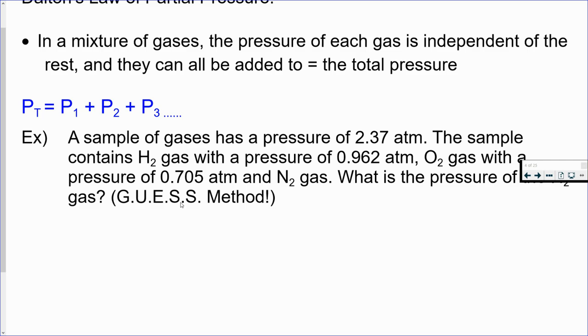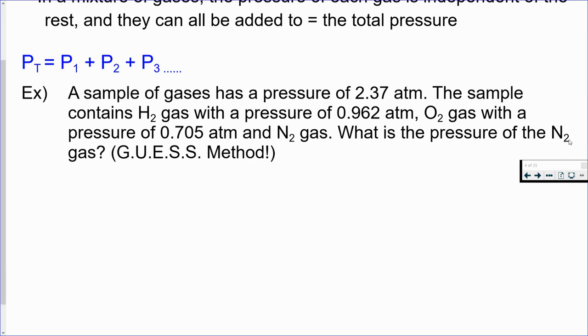Now, the GUESS method, you're more than welcome to use it. It's just the givens, the unknown, the equation, substitute, and solve. As long as you're showing me work in a well organized manner, that's okay. If you need a method in order to do your work, GUESS is a great one for you.